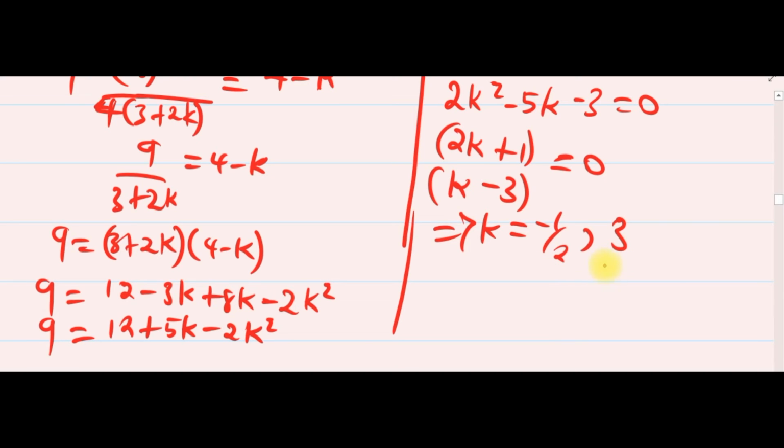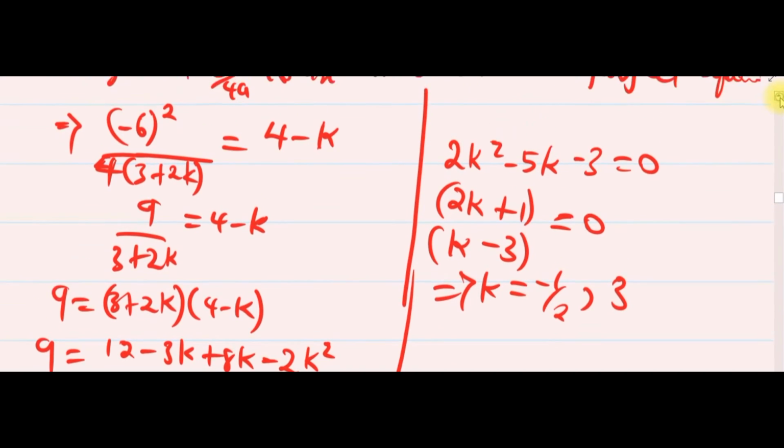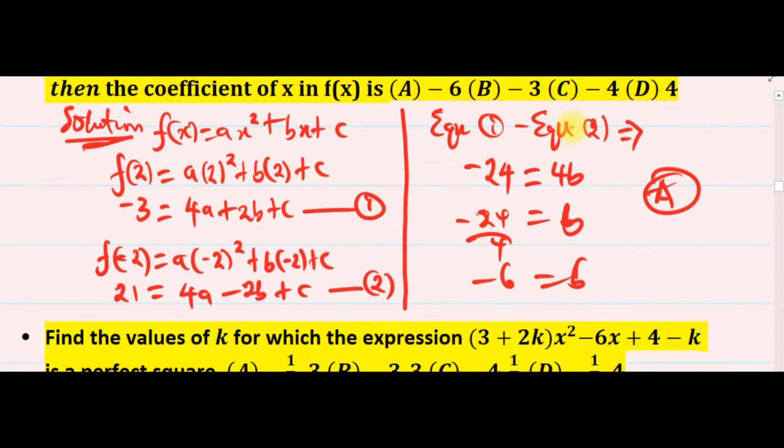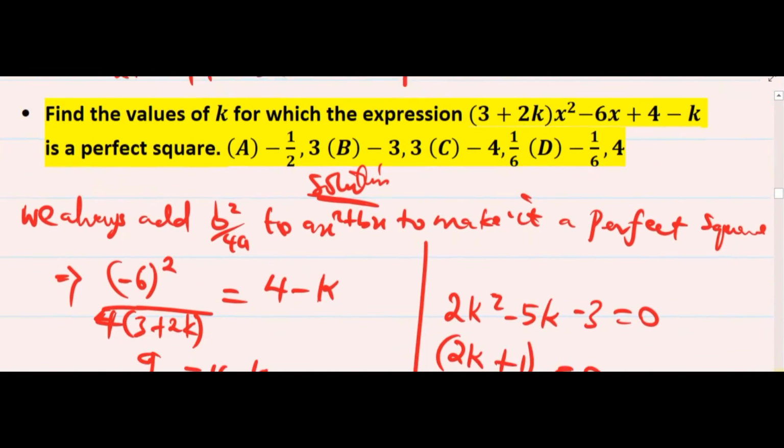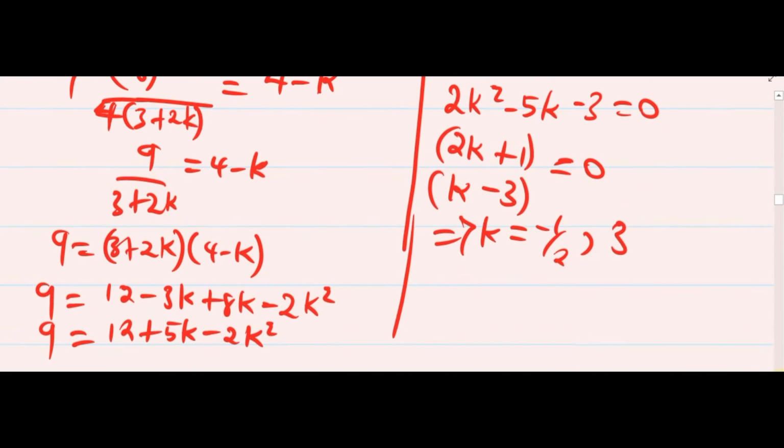So these are the two values of k. Let's check the options. Minus 1 over 2 and 3. So our answer is option A. Our answer is A.